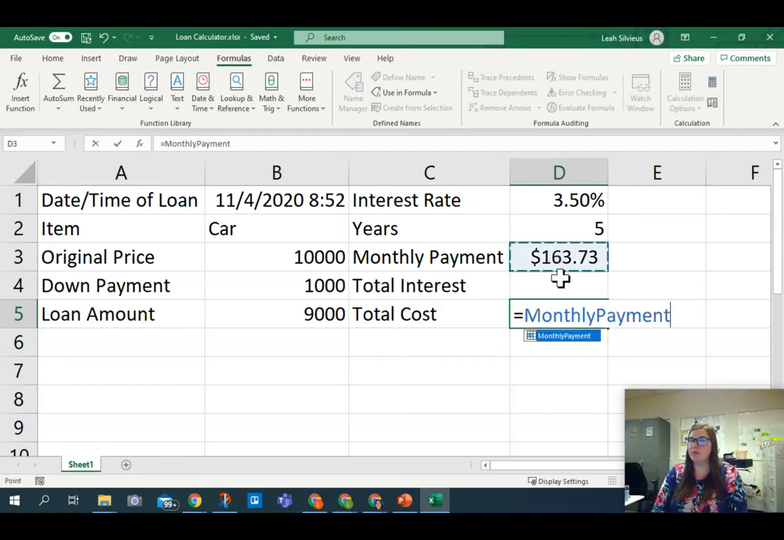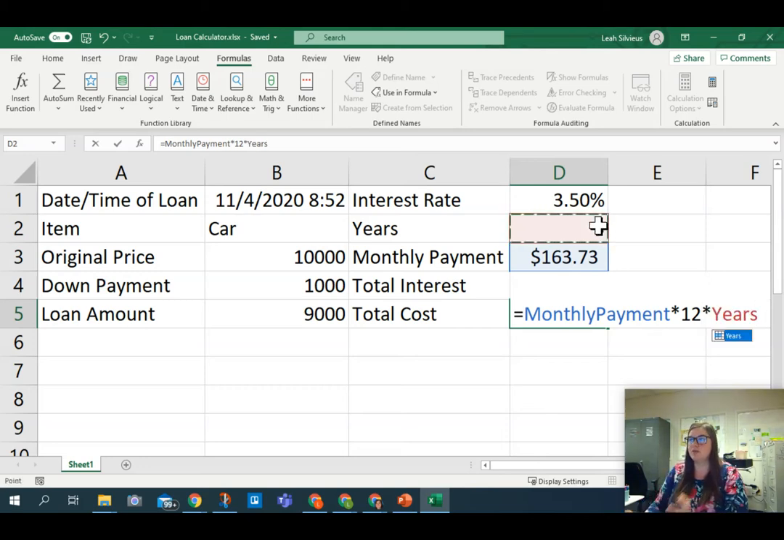$163.73. How often am I paying that? Well, I'm paying it monthly. So I'm going to take it and multiply it by 12 because I'm paying it 12 times a year. Then I am going to take that and multiply it by the number of years I'm going to pay it for. So I'm paying it monthly for how long? Paying it monthly for 5 years. So I'm going to multiply that by the number of years. So monthly payment times 12 times years. Okay. So let's hit enter.